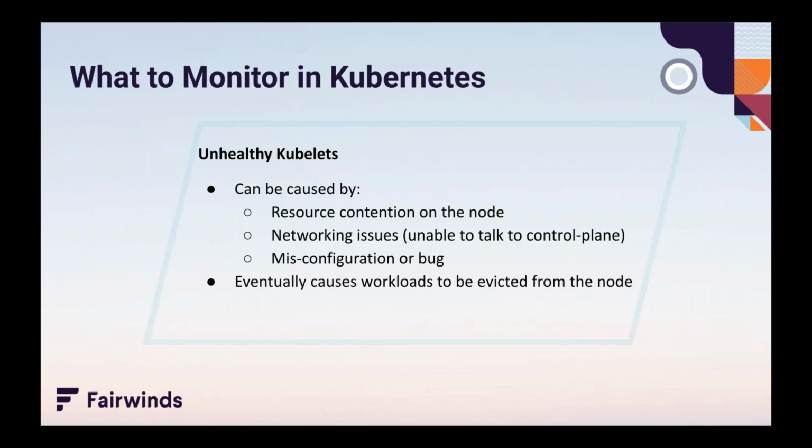Another big thing to monitor is an unhealthy kubelet. Each node that's running workloads in your cluster will have a kubelet running in order to speak to the Kubernetes masters. Any issues with the connection between the kubelet and the masters can cause all sorts of misconfiguration issues. Eventually, if a kubelet is down, workloads will be evicted from that node. This could be caused by all sorts of different things. Definitely something that you want to be monitoring, though.